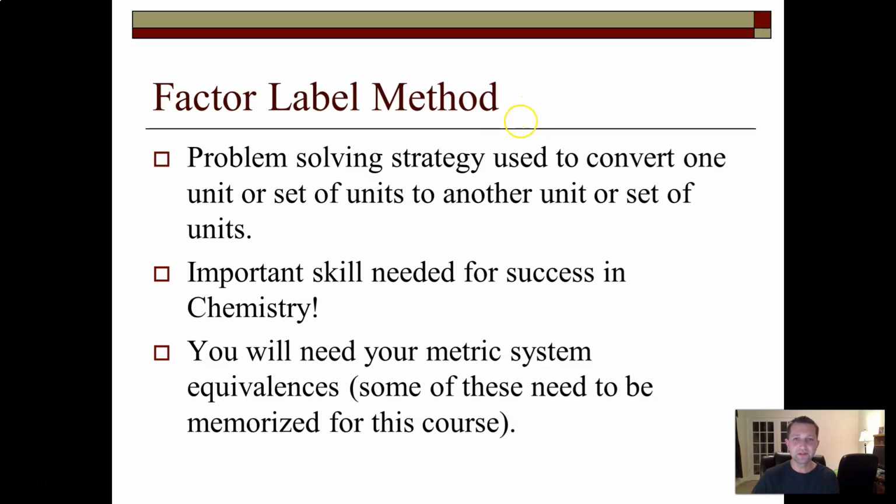It's just a problem-solving strategy used to convert one unit or set of units into another unit or set of units. It's a really important skill needed for success in this class, and you'll need your metric system equivalences and your metric system prefixes and what they stand for, and you'll have to memorize some of those. This is a skill that we learn now, and we literally use it throughout the entire course. So the sooner we get the whole strategy under control and know how to use it, the easier everything becomes. You could literally solve so many problems just by factor labeling and using this process.